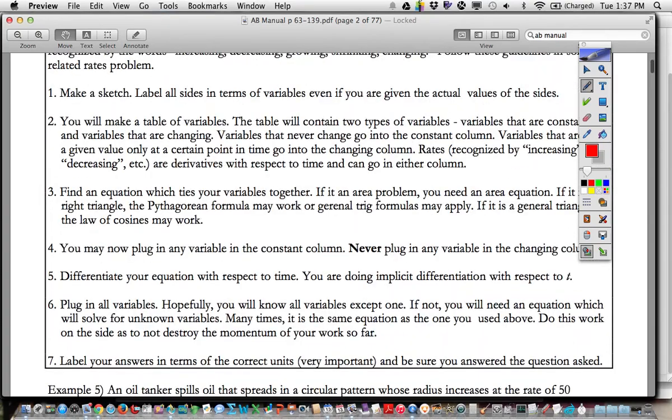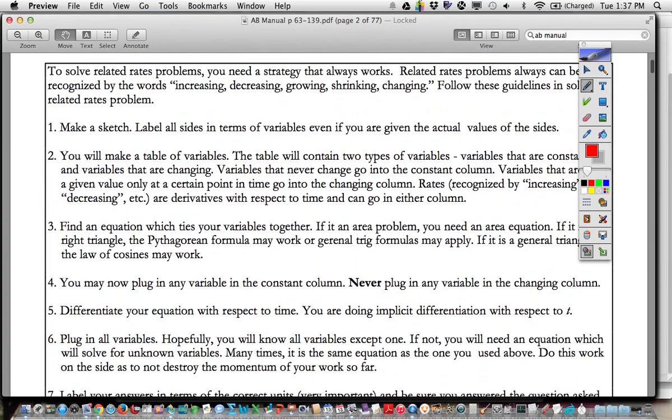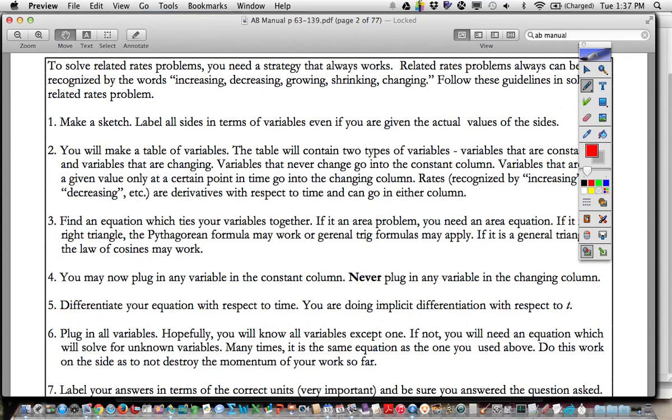I wouldn't write this down right now, but we'll just talk through it. Related rate problems can always be recognized by the words increasing, decreasing, growing, shrinking, changing. When you see those kind of words, you're thinking of rates. Follow these guidelines. Make a sketch. Almost always an important thing. Label all the sides in terms of variables, even if you were given actual values of those variables. Okay, now like we were saying, if something's not changing, you could go ahead and plug that in. Now they write that down here a little later, and I'll show you that.